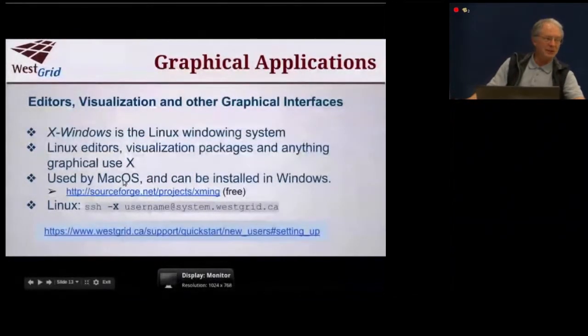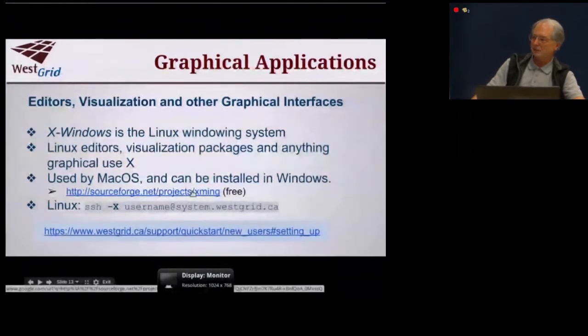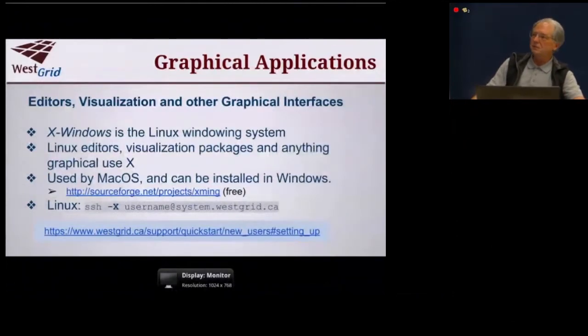If you're in Mac OS or in Windows, you have to install something that recognizes X Windows. The standard free one for Windows is Xming. So you can go and install it, and then you can indeed SSH to one of our systems and use things like the visualization and the graphics editors, those kinds of things. And again, there's a nice link to the details on the website.